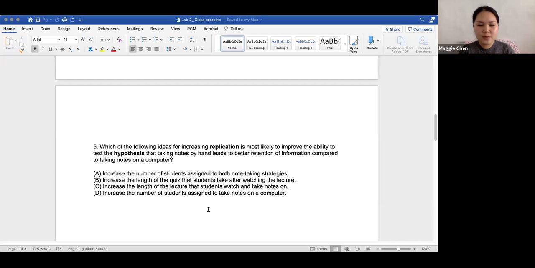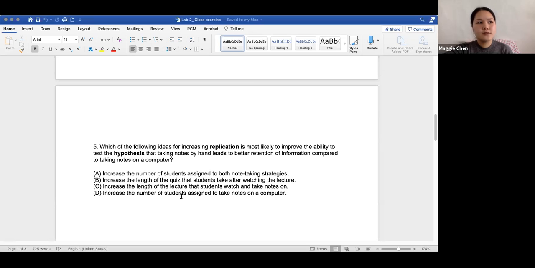A couple of options that we have: A, increase the number of students assigned to both note-taking strategies. So just put more undergrads to take notes by hand or to take notes by computer. B, increase the length of the quiz that students take after watching the lecture. So just make the quiz longer. C, increase the length of the lecture that students watch and take notes on. So have the lecture maybe an hour instead of 15 minutes. Or D, increase the number of students assigned to take notes on a computer.